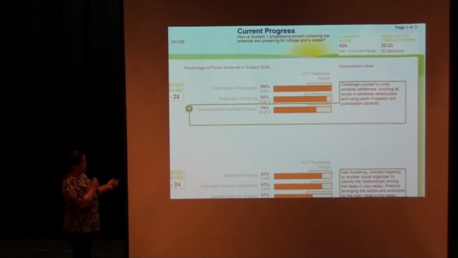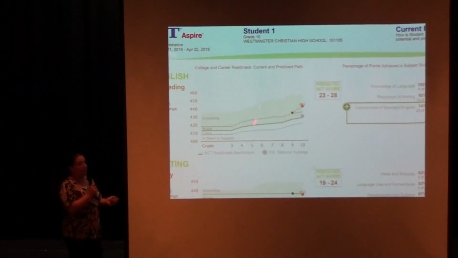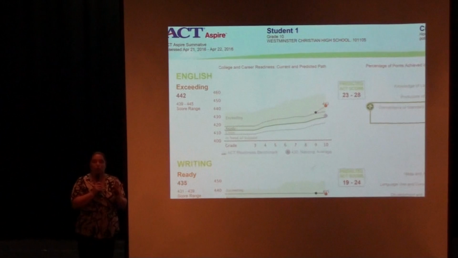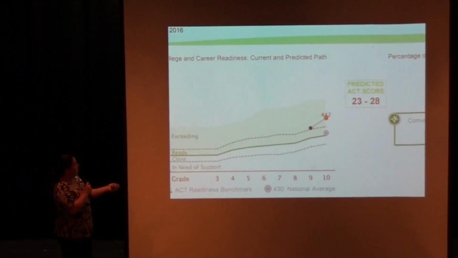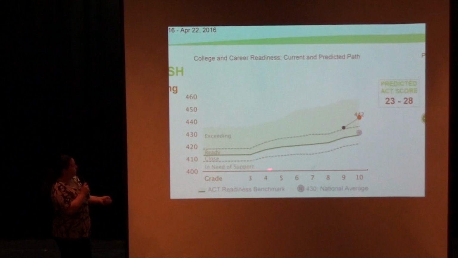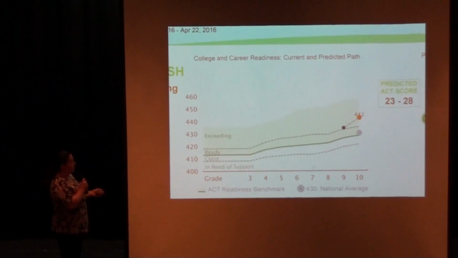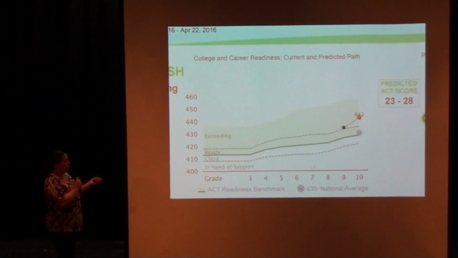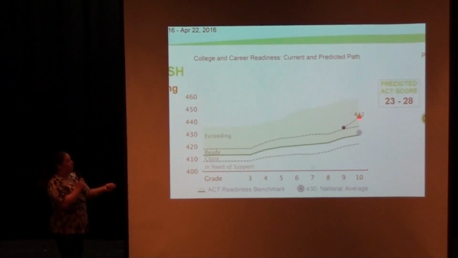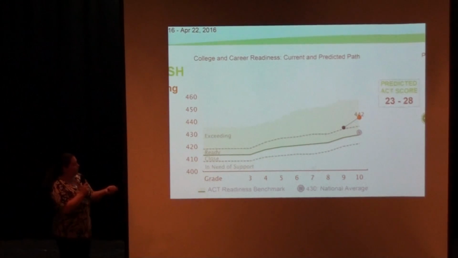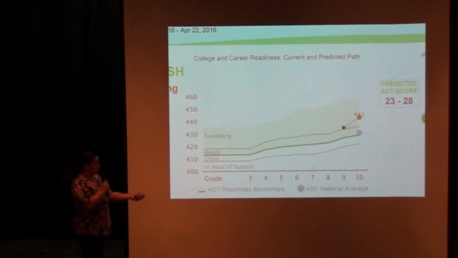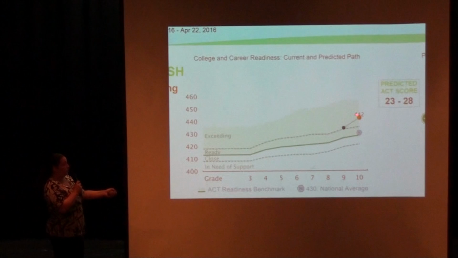As you move over to the other side, this is I would say my favorite part of the whole report. It's visual, and I'm a visual learner. So as I'm looking at this report, I will notice that I want my child to be above this solid green line, because that indicates that he or she is ready or exceeding. Now we as parents want to see the orange above the gray. The N in the gray circle is the national average. So this particular student scored a 442. The national average was 430.